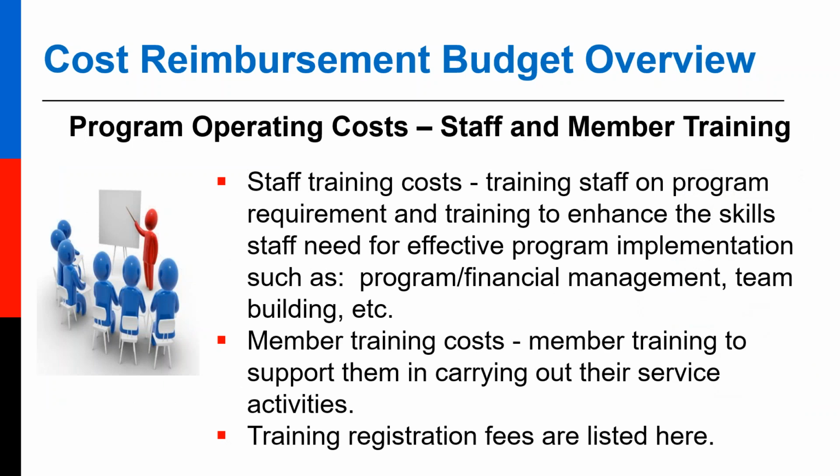The seventh subsection, section G, is staff and member training. Staff training costs are costs associated with training staff on program requirements and training to enhance the skills staff need for effective program implementation, such as program or financial management, team building, etc. Member training costs are costs associated with member training to support them in carrying out their service activities. Training registration fees would also be listed in this category and not member and staff travel.